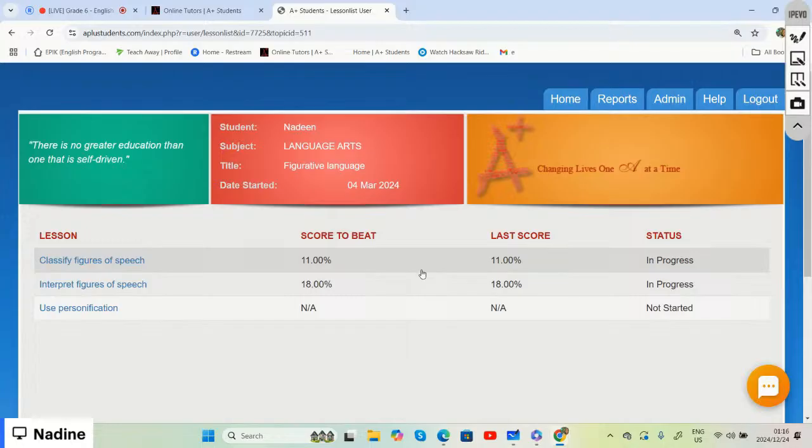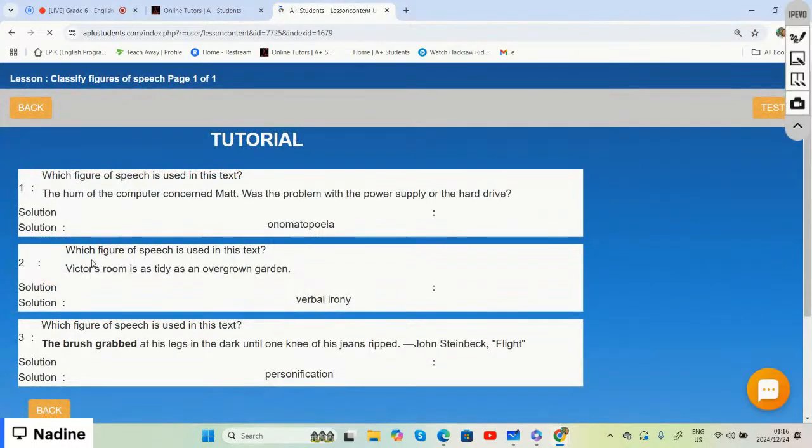All right, so now we're going to aplusstudents.ca and we're going to classify figures of speech. So we're going to classify different types of figures of speech.